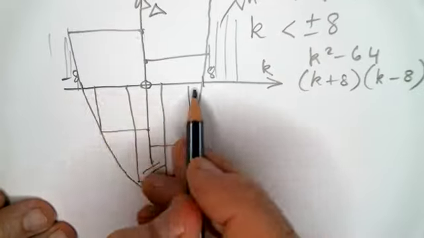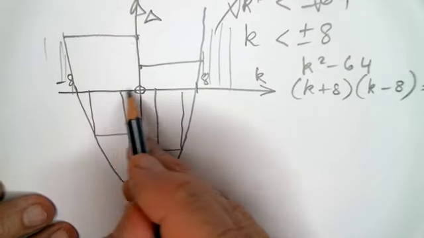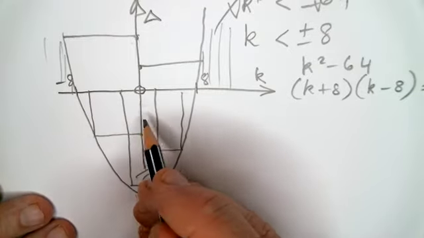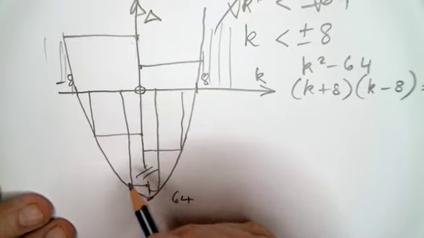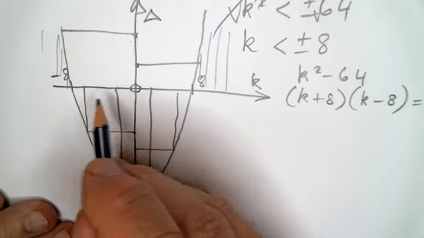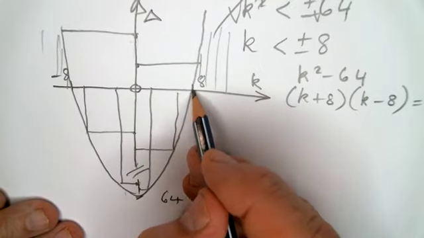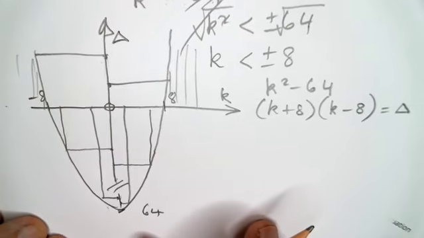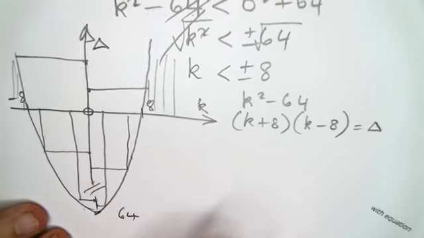So we're looking at the values inside here, in between these two. So this is the part where the discriminant is less than 0. So the discriminant must fall between here and here, not outside here and here, but in between these two. So you've got to be a little bit careful.